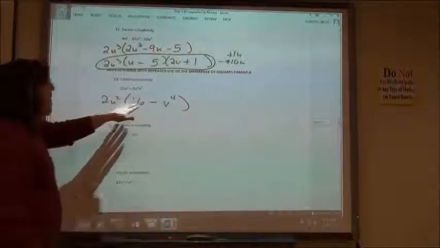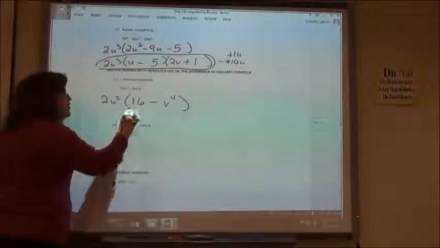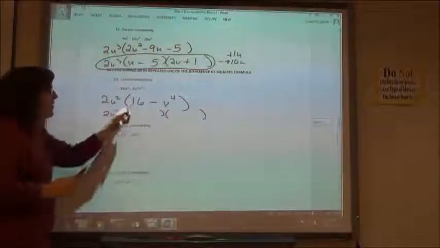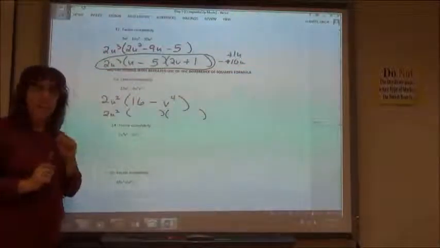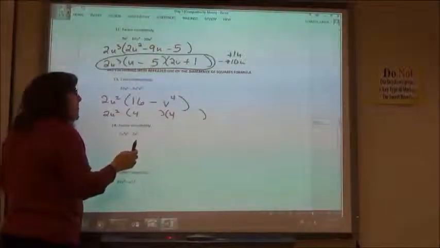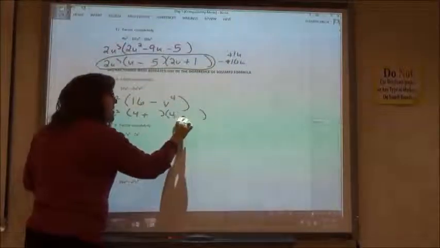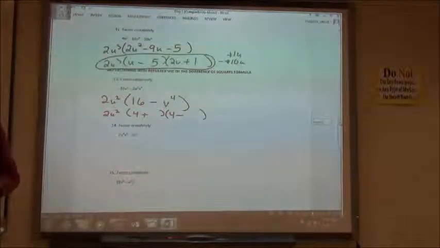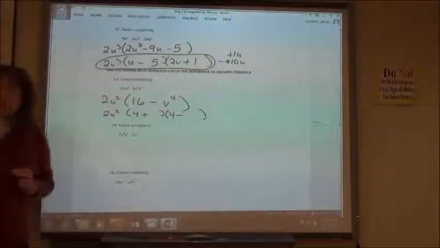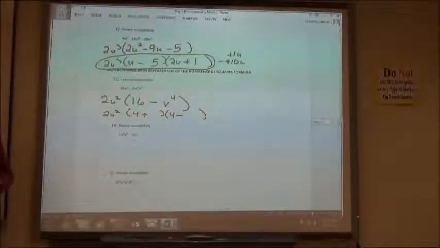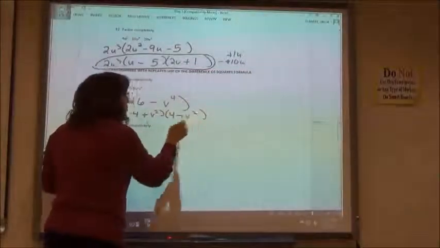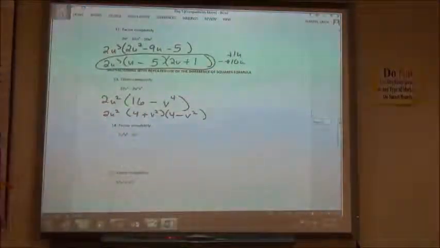So now we're going to factor this like we did those ones with the difference of squares, with our two sets of parentheses. There's still the 2u squared out in front. Then we're going to factor this. Factors of 16: 4 and 4, my signs, a plus and a minus, right? And the factors of v to the fourth would be v squared and v squared, because my rule when I multiply is to add the exponents together, and 2 plus 2 is 4.